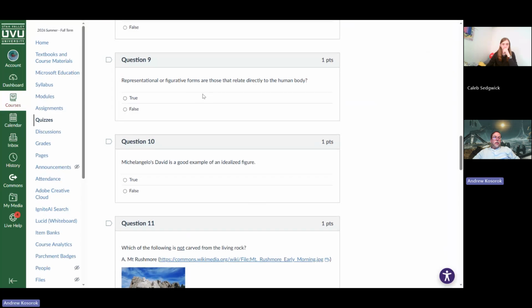This is kind of a trick one because representational and figurative forms, do they need to directly relate to the human form, to the human body to be represented? Nope. You're absolutely right. Because people do representational trees or dogs or other animals all the time.